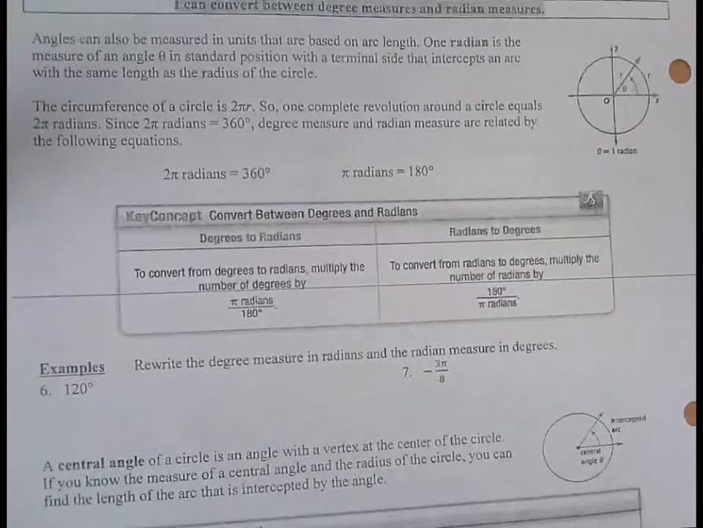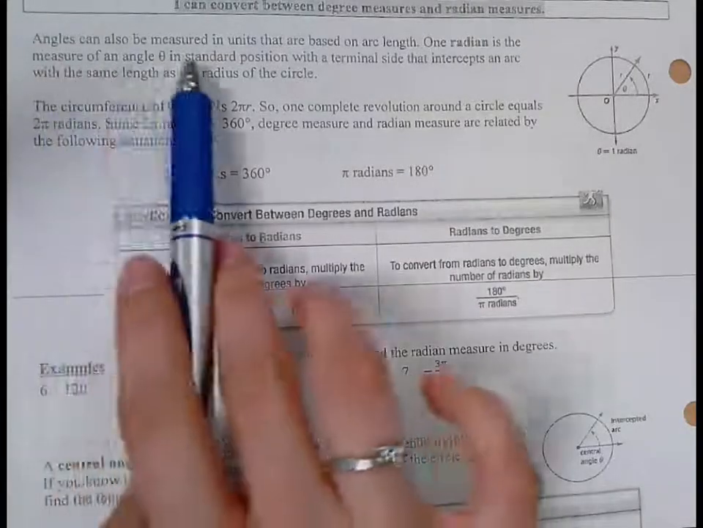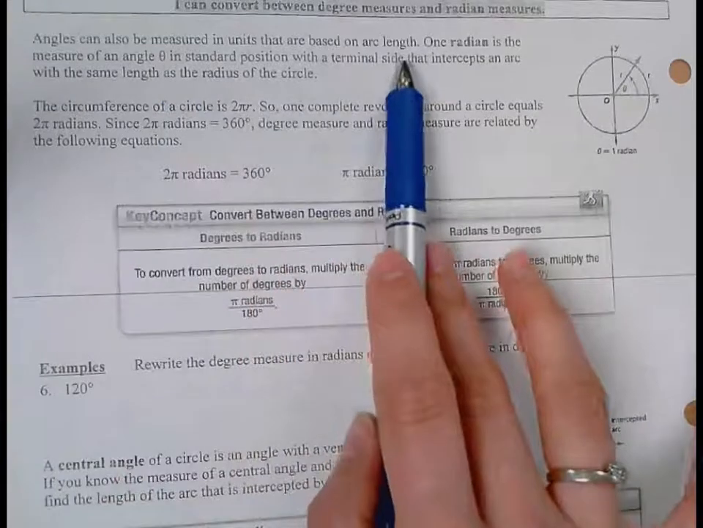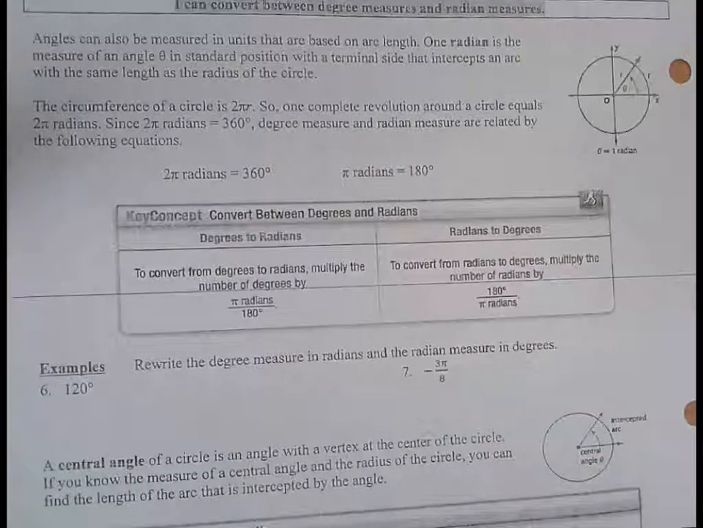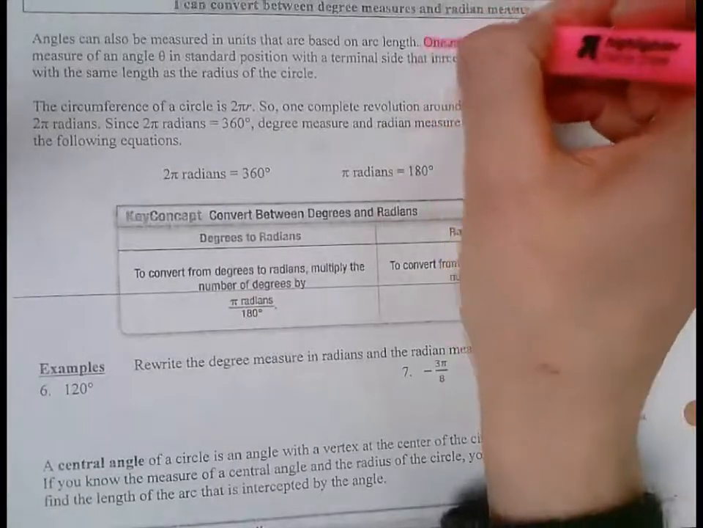So the beginning here defines what a radian is. So I know we usually work in degrees, but understanding what a radian is could be helpful to know why, or to understand when you're working through it. So it says angles can also be measured in units that are based on arc length. So radians tie into the length of an arc of an angle or around a circle.